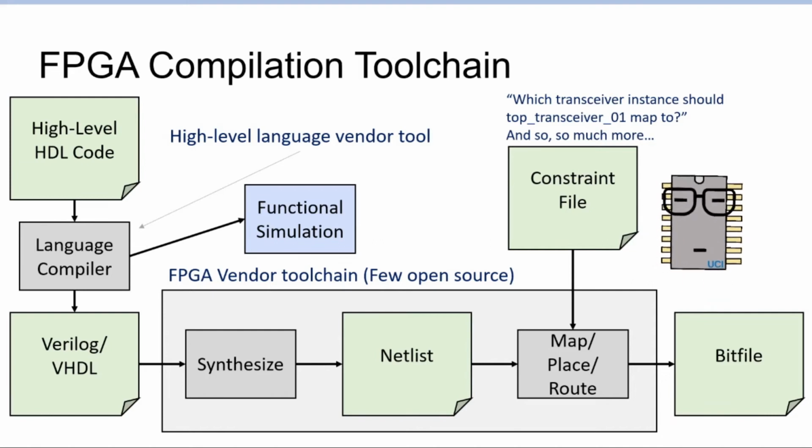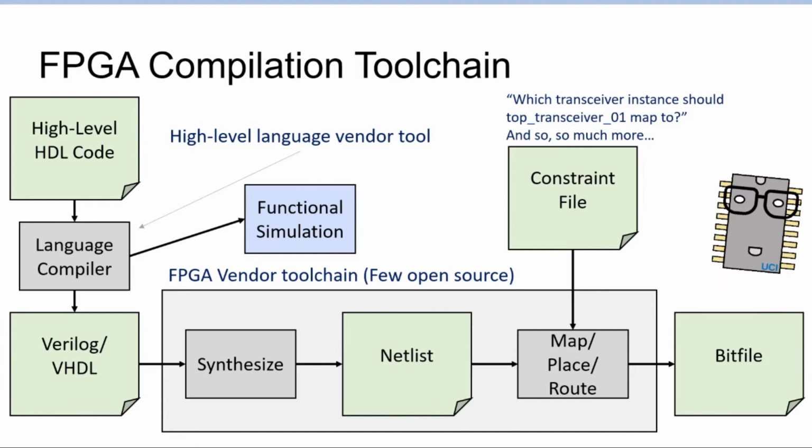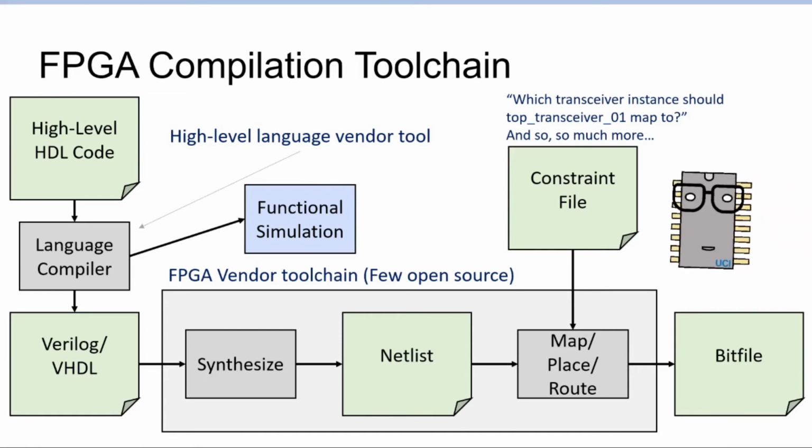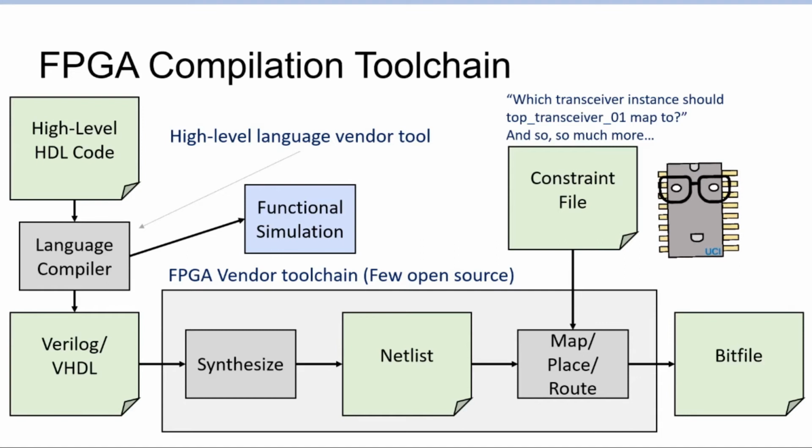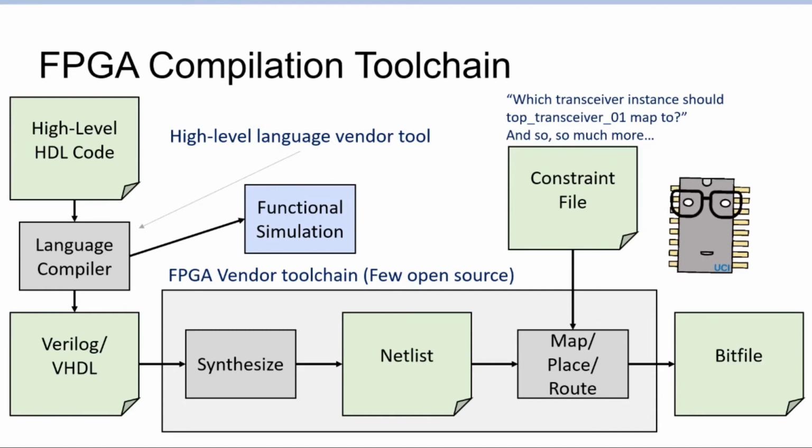And other things: if you use DSP blocks, we can also write the constraints file such that we can tell the compiler that this particular instance in the code needs to map to this particular location on the physical chip. But hopefully we won't do very much of that. At least for the purpose of this course, we won't be touching the constraints file at all. I just put it here for the sake of completeness.